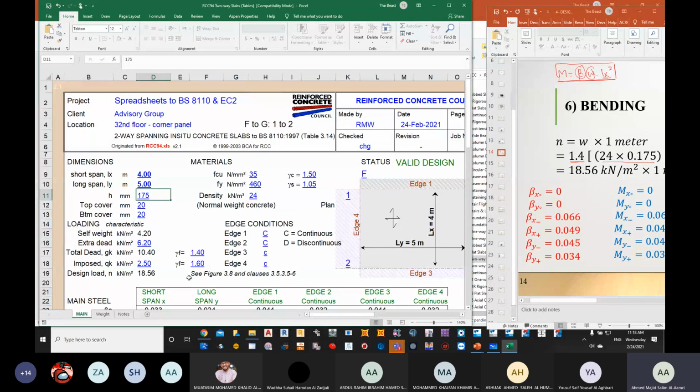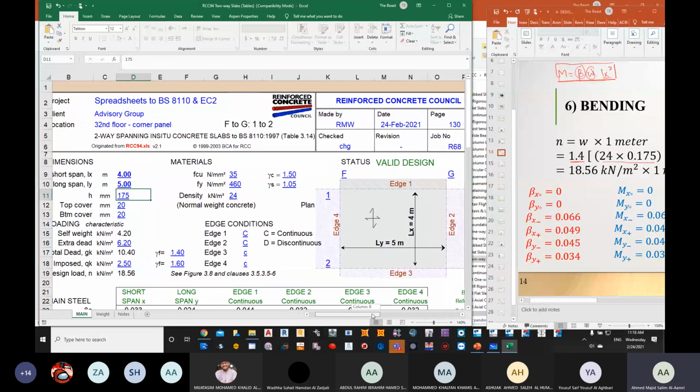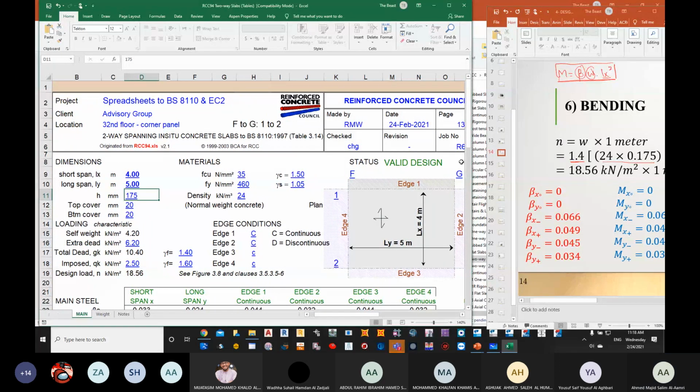Now you can see for this problem that it has been kept as continuous from all sides. We don't have this case. We have two edges discontinuous. So I'll keep edge number 1 to be discontinuous, and I'll keep edge number 2 to be discontinuous. So now two are continuous, two are discontinuous. One long and one short are discontinuous.